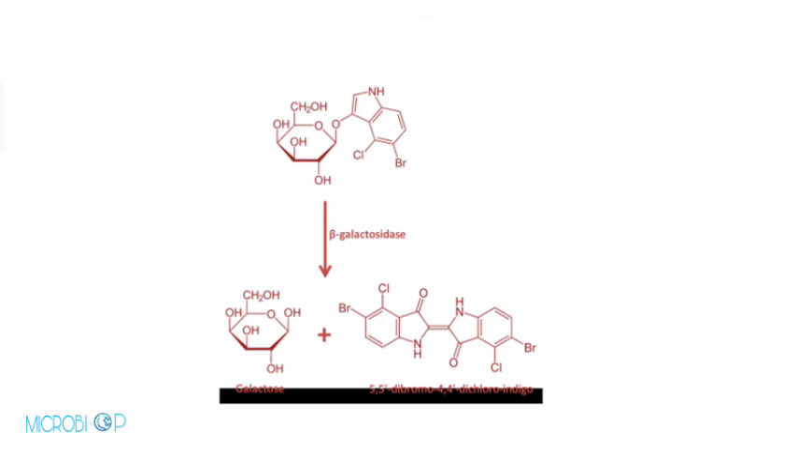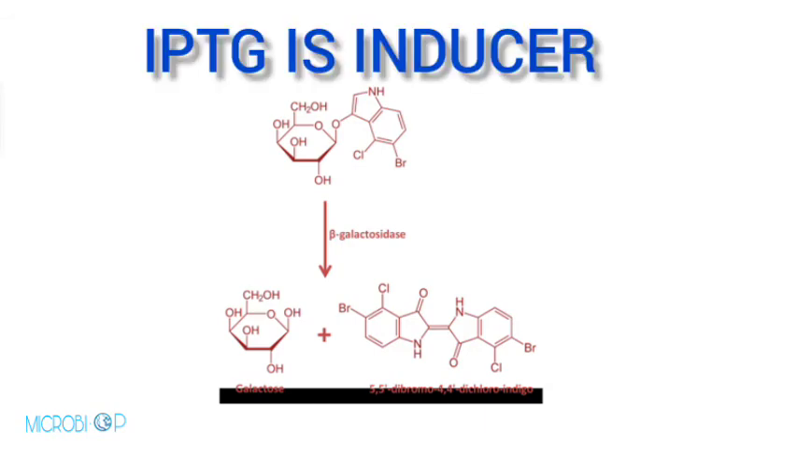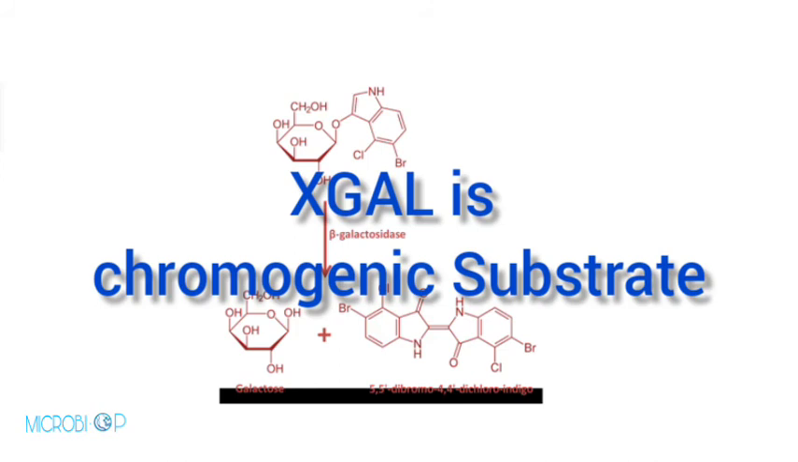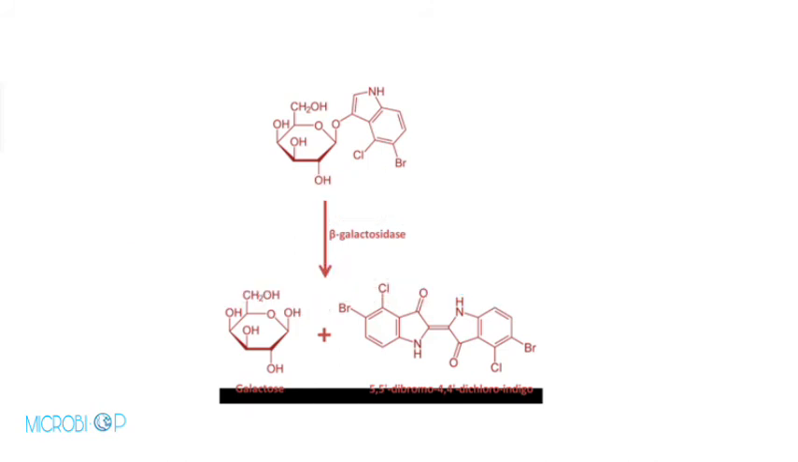Now for a quick recap, what does IPTG do? IPTG is not a substrate. IPTG induces the operon system to produce beta D galactosidase, and beta D galactosidase acts on X-gal. Hence X-gal is the chromogenic substrate. We need to remember that.